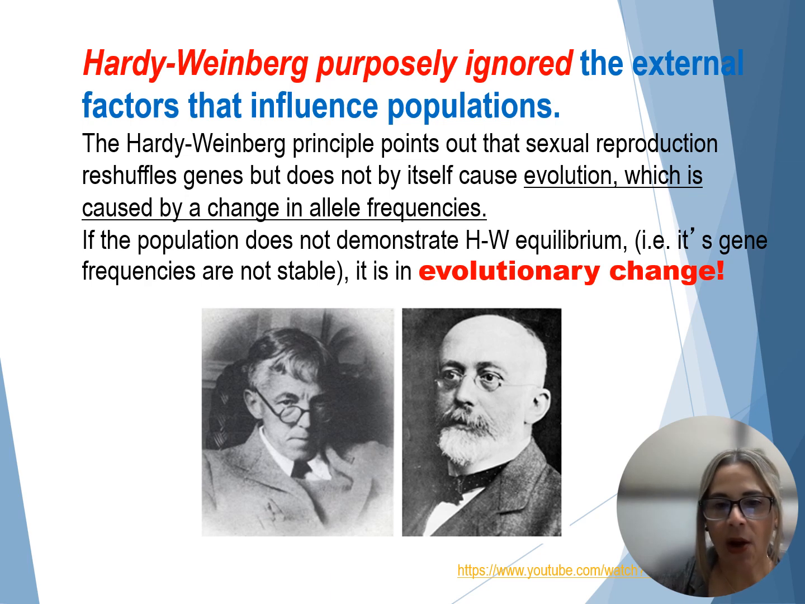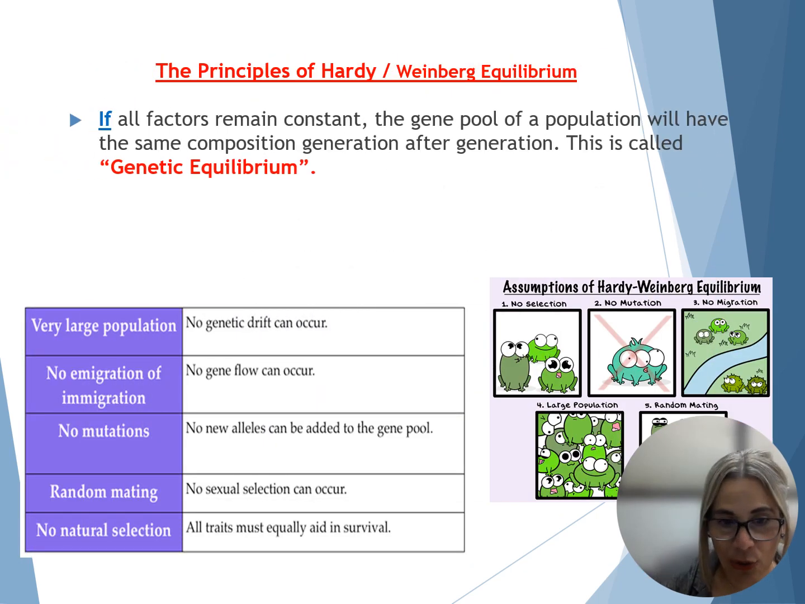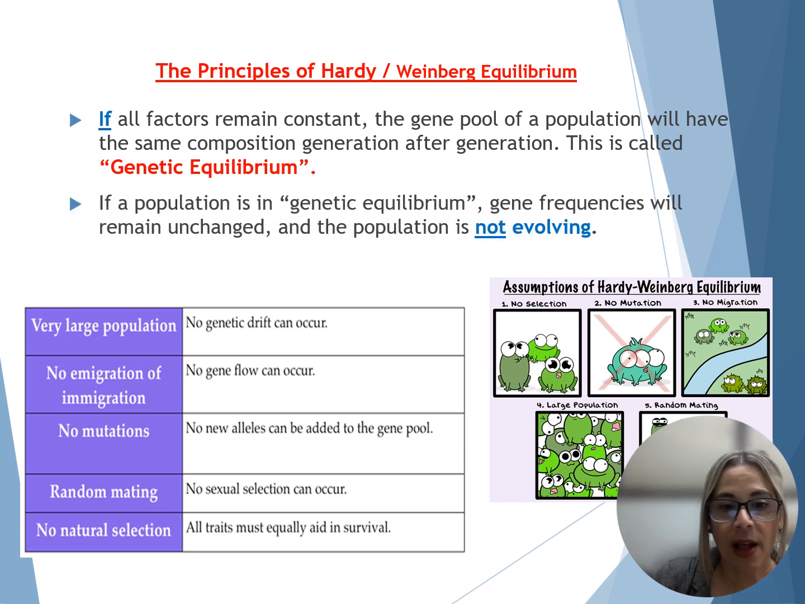So when Hardy and Weinberg were coming up with their principle, they basically ignored the factors that can influence populations, all right? And those things include: the population must be very large, okay? So we have to have a huge population, not just a very small population like with an endangered species of 100 or 200 individuals.